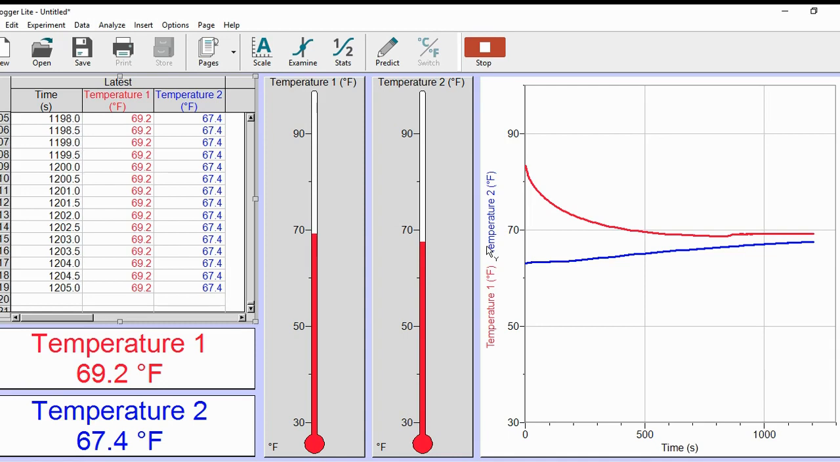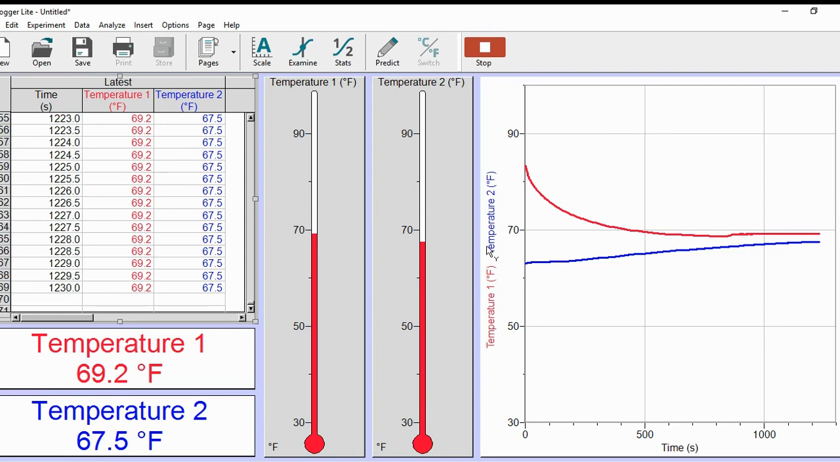At the 20-minute mark, our temperatures are now less than 2 degrees apart. Our warm temperature has decreased from being in the 80s down to 69.2 degrees Fahrenheit. Our cold temperature has increased from the low 60s up to 67.5 degrees Fahrenheit. Have we hit your mark?